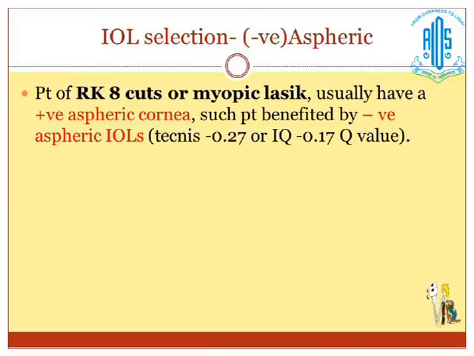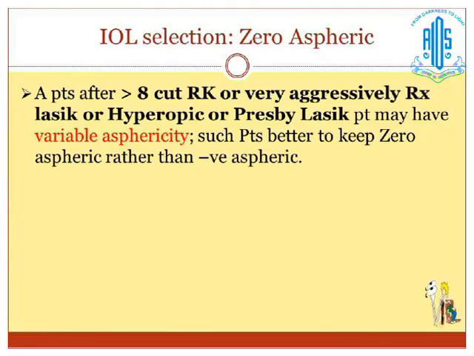Asphericity. A negative aspheric lens is preferable when the patient has undergone LASIK surgery, particularly myopic LASIK, and RK cuts of up to 8, because of the positive aspheric cornea. Such patients benefit from a negative aspheric IOL. You calculate the asphericity and can titrate with the Tecnis lens or IQ lens, whatever IQ value you require. In patients with more than 8 RK cuts, very aggressively treated LASIK, presby LASIK or hyperopic LASIK, it is better to keep a zero aspheric rather than a negative aspheric IOL.